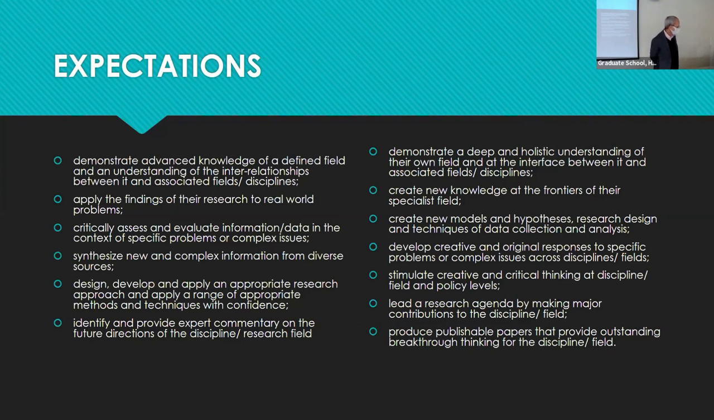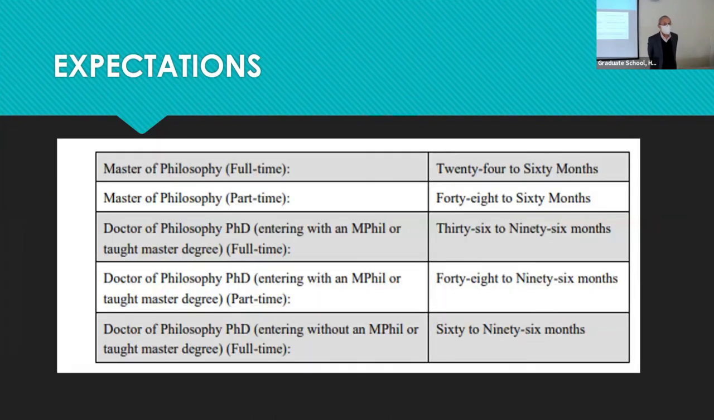For an MPhil, you have to develop advanced knowledge of a defined field and an understanding of interrelationships between it and associated fields and disciplines. For a PhD, you demonstrate a deep and holistic understanding of your own field and at the interface between it and associated fields and disciplines. So it's a very demanding commitment that you are undertaking when you enroll for an MPhil or a PhD program. And not only that, it's a time commitment. It could be up to 8 years, which is amazing, right?